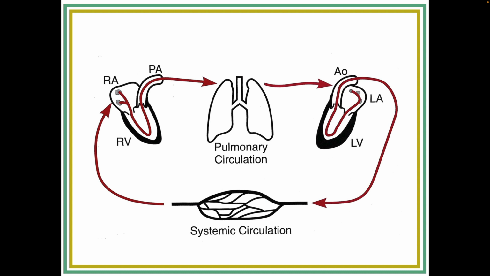There's no other way to get from the right side of the heart to the left side of the heart other than going through the pulmonary circulation, okay? There's no way to get from the left part of the heart to the right side of the heart other than going through some part of the systemic circulation, okay? So what does that mean? Think about it for a minute.